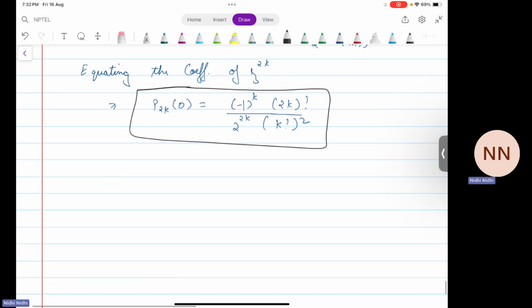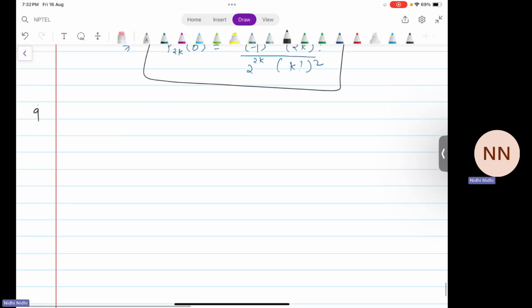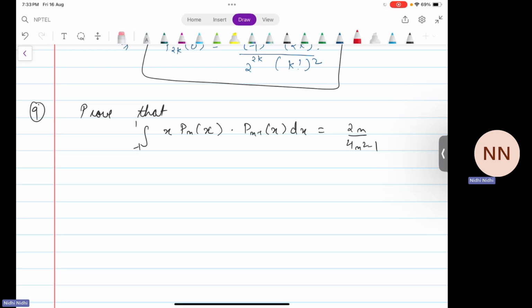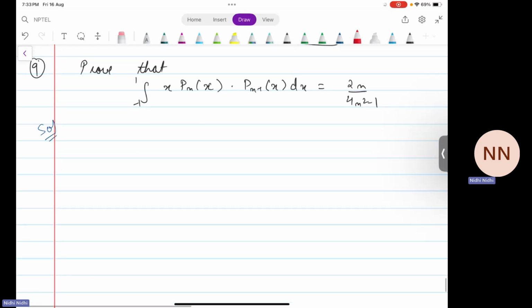Okay, then let's move to the next question. Prove that the integral from -1 to 1 of x times Pn minus 1 of x dx is equal to 2n by 4n squared minus 1. We'll be using the following two results to prove this.